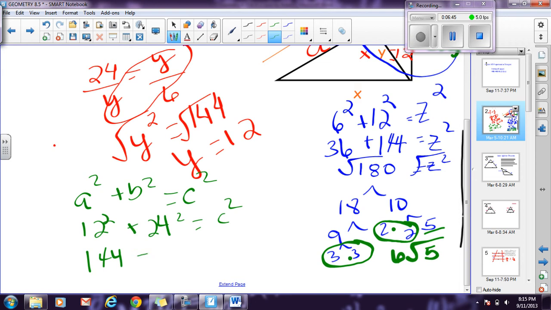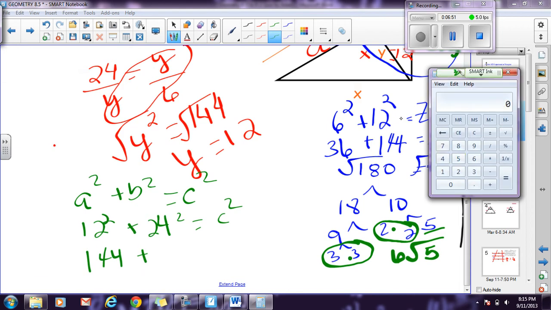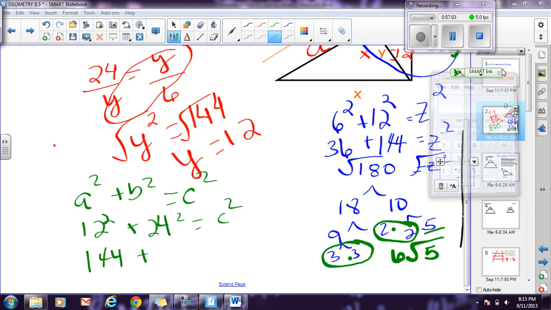So 144, 24 squared, this is where I use the calculator because I don't know what 24 squared is. Let's see, so 24, not letting me write. Oh no, close it. I don't want the ink layer here. Oh, my bad. Hold on one second.